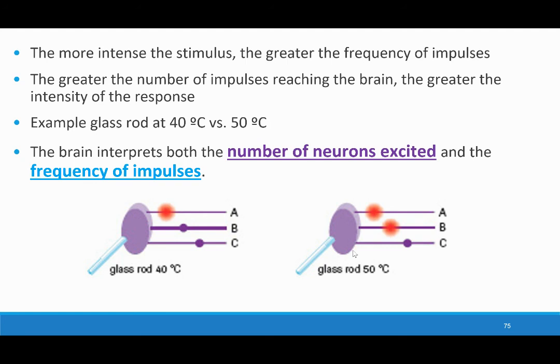And then secondly, within each neural pathway, the frequency at which impulses are being sent to the brain can also be processed.